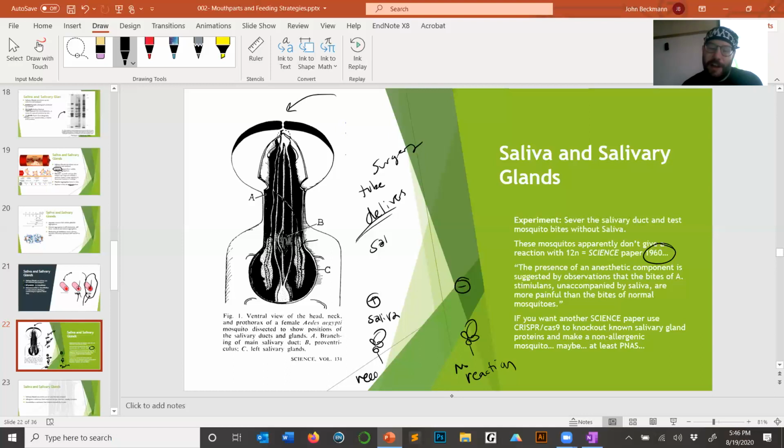The other thing that they comment on in this paper is they claim that there was an anesthetic component. So anesthesia would be like you don't feel pain. In the one where they clip the tube, those would be more painful, is what they claimed, more painful.